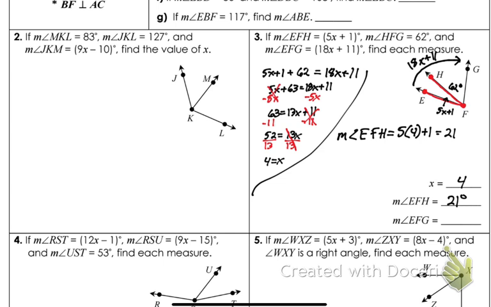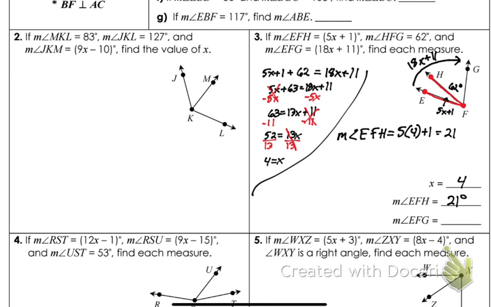EFG is 18x plus 11. I will put the 4 in for the x. So I'll have 18 times 4 plus 11. I'll let you do that if you don't have that one done. I'll give you that one step. Any questions on number 3 of how I did any of that? That one's important, that you understand that something plus something equals the whole thing.